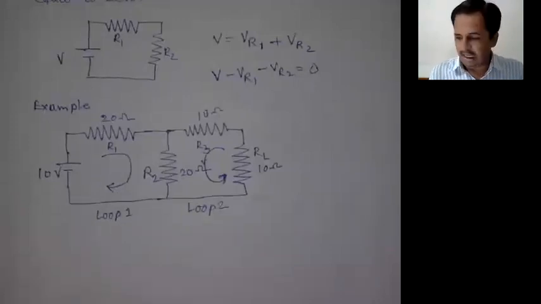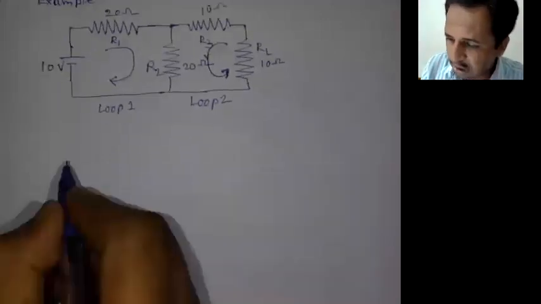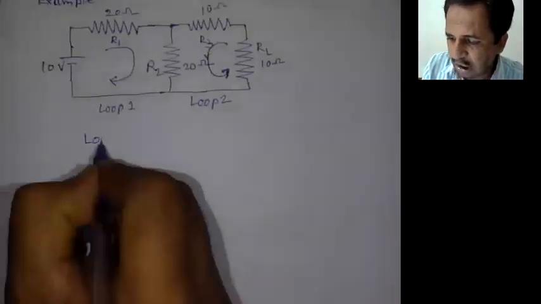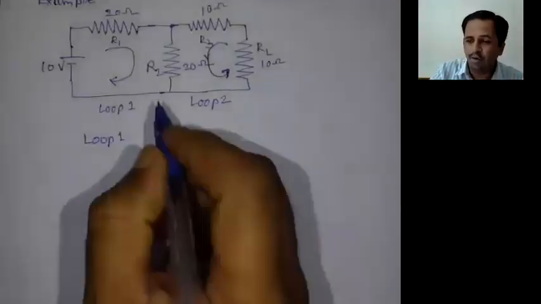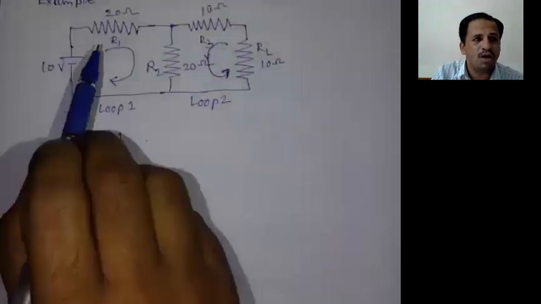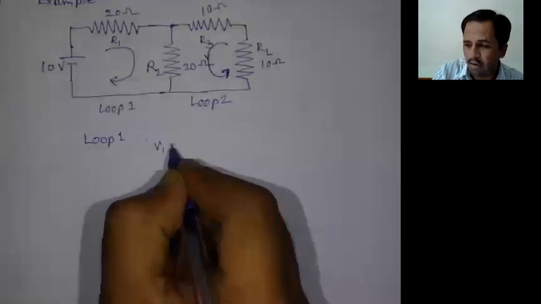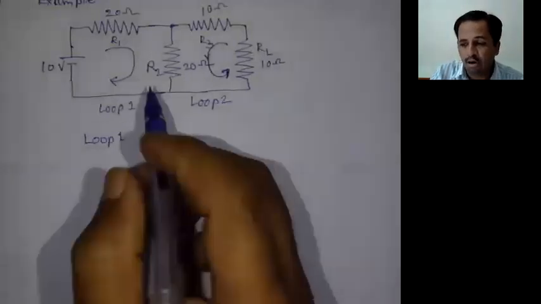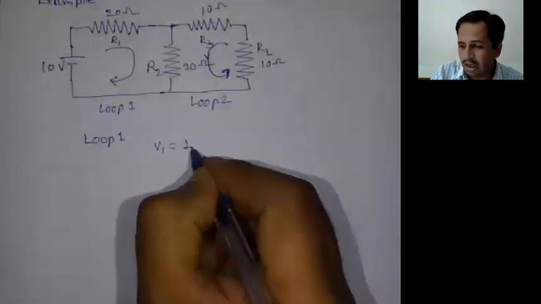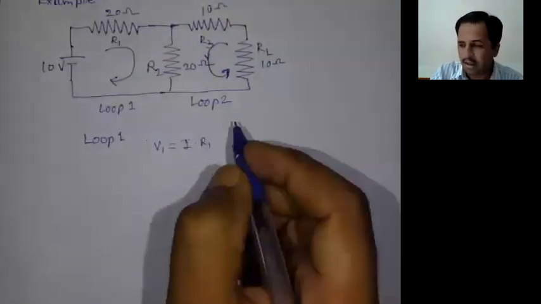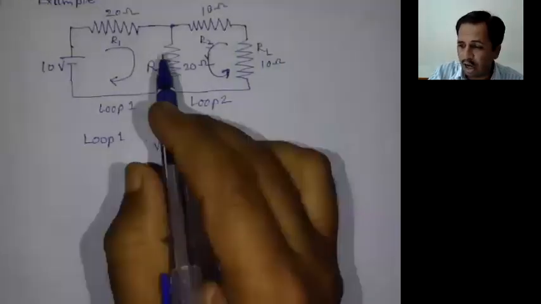Now writing the equation for loop 1. Firstly we have to write the equation for loop 1, that is Kirchhoff's voltage law. What is that voltage law? The supply voltage is equal to the voltage across R1 plus the voltage across R2. That is V1 equal to, now the voltage across R1 is nothing but current into resistance, that is I1 R1.